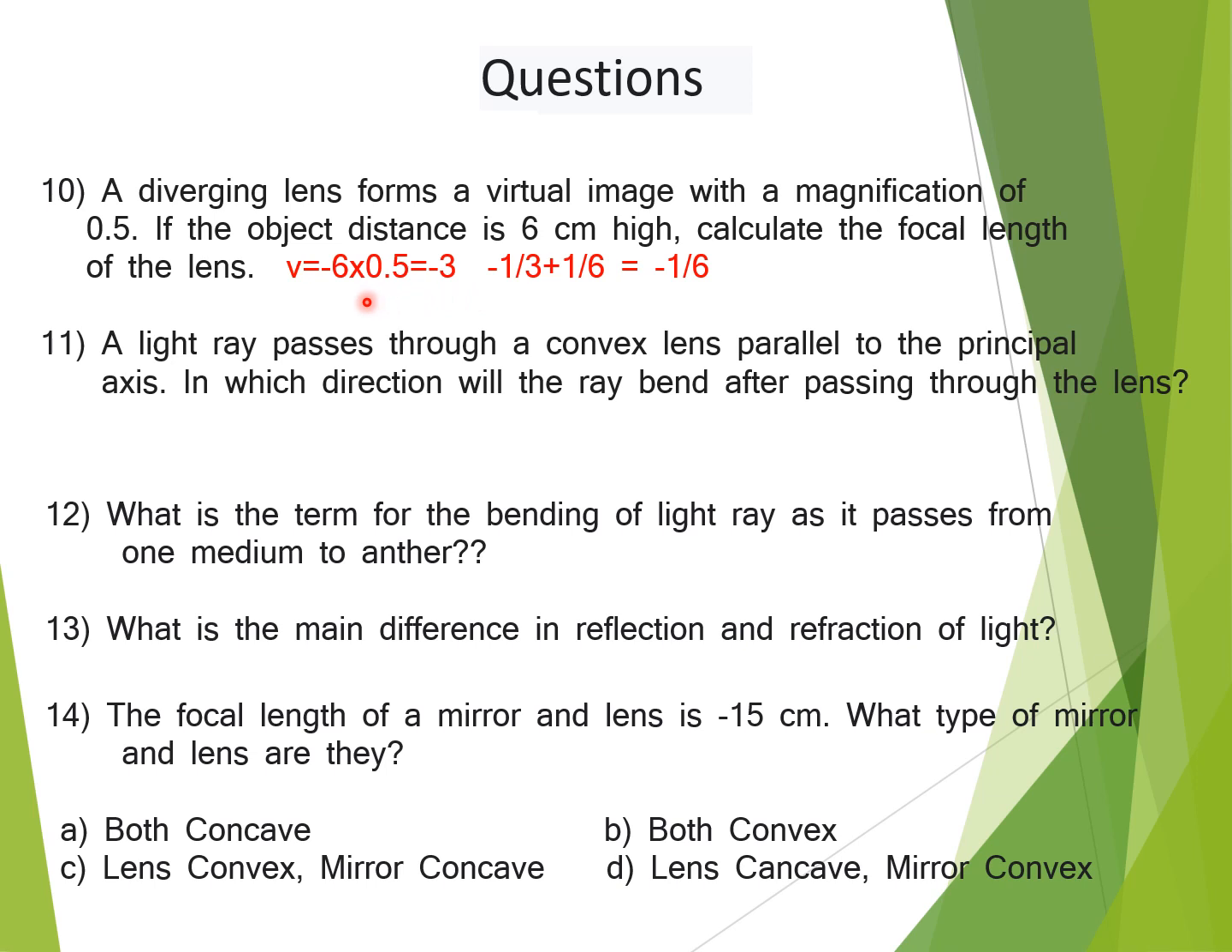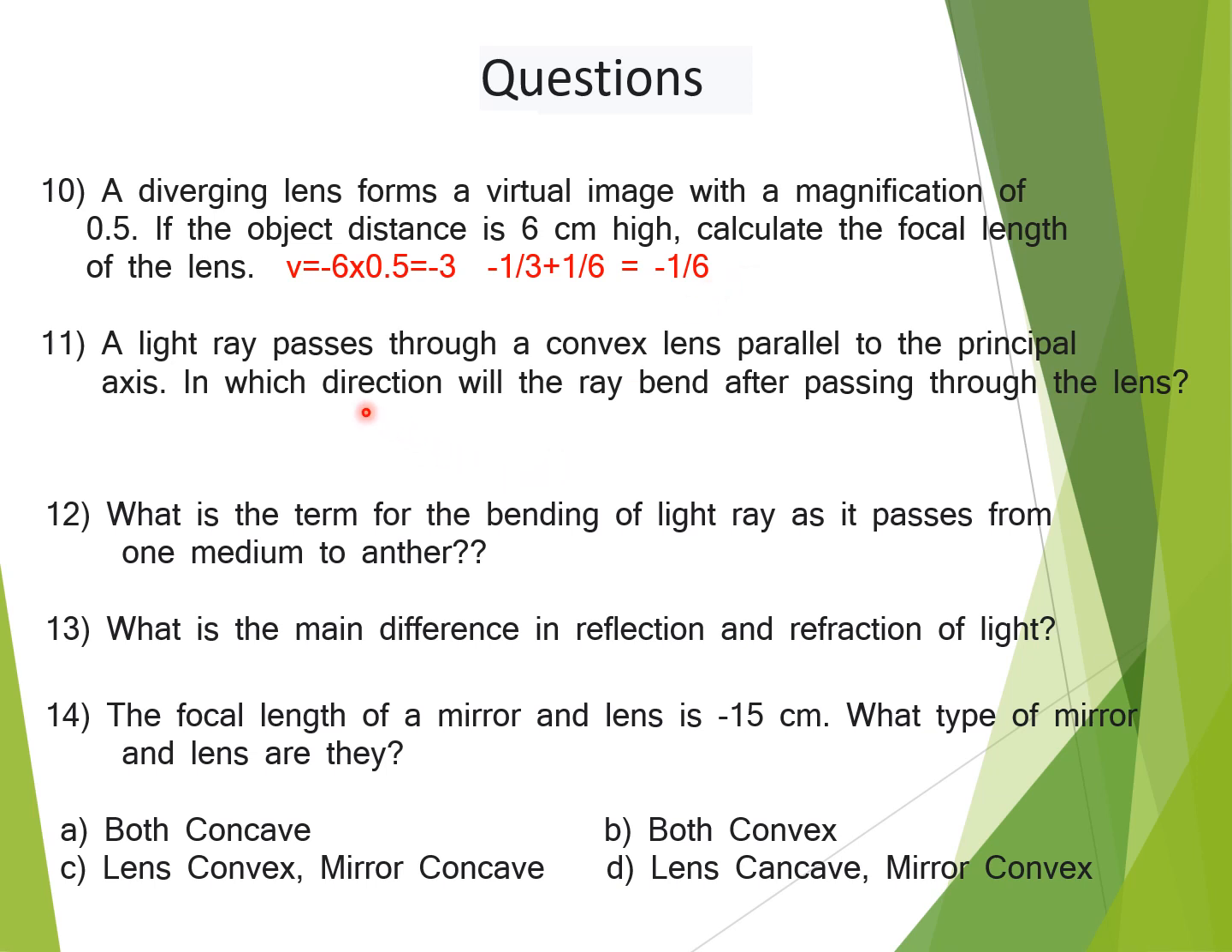So we apply the same formula, 1 upon V minus 1 upon U is equal to 1 upon F. We know the value of V, which is minus 3, and U is equal to minus 6, and then we can calculate F. So F will come here as minus 6. That means it is a diverging lens, and a concave lens will always have its focal length in minus. So F is equal to minus 6.